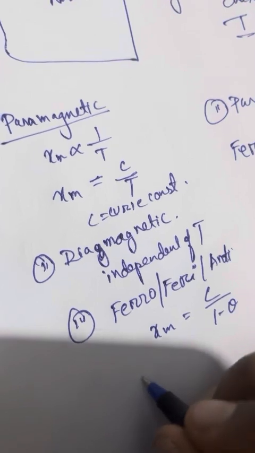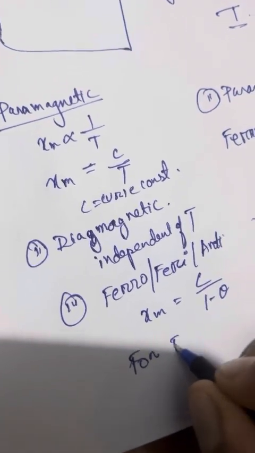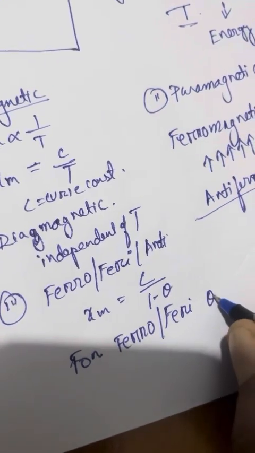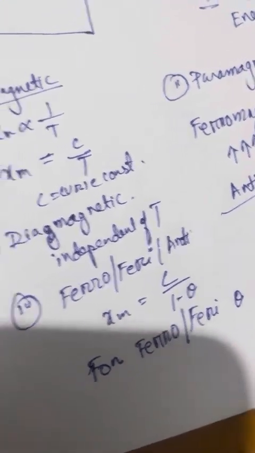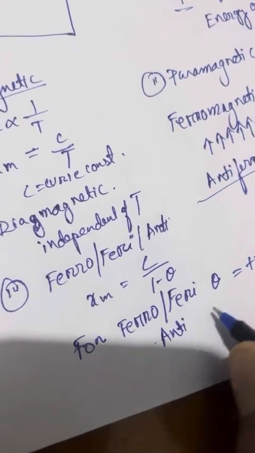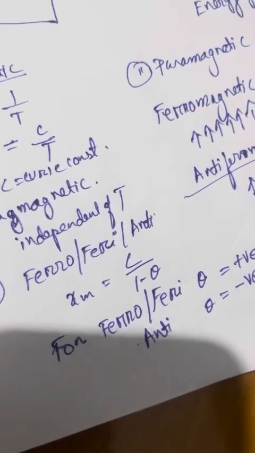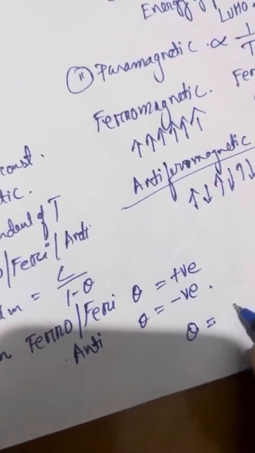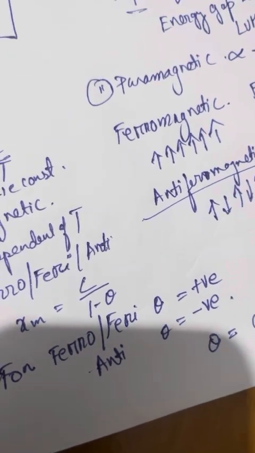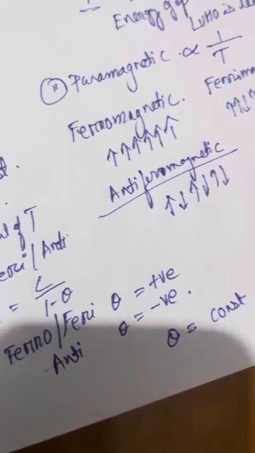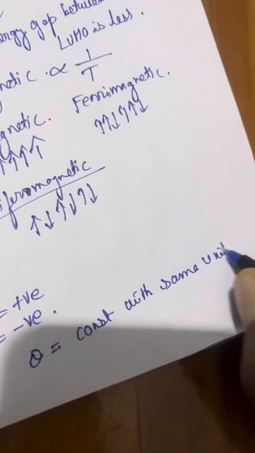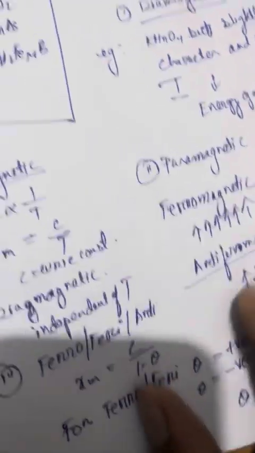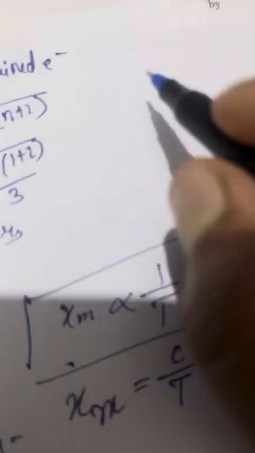For ferro and ferri, theta is positive. For antiferromagnetic, theta is negative. And what is theta? Theta is nothing but a constant with the same unit of temperature, right? Now one more thing you have to remember, the graph you should remember, very important.